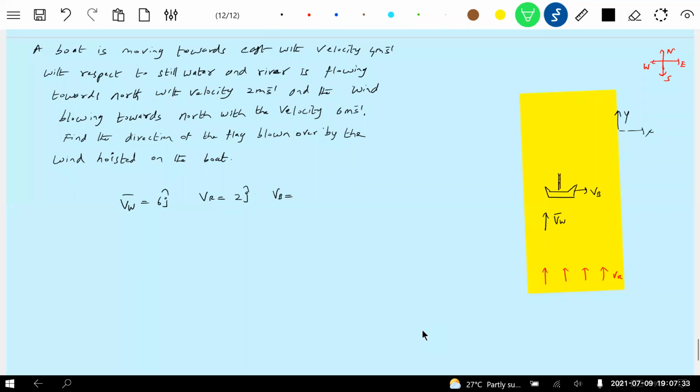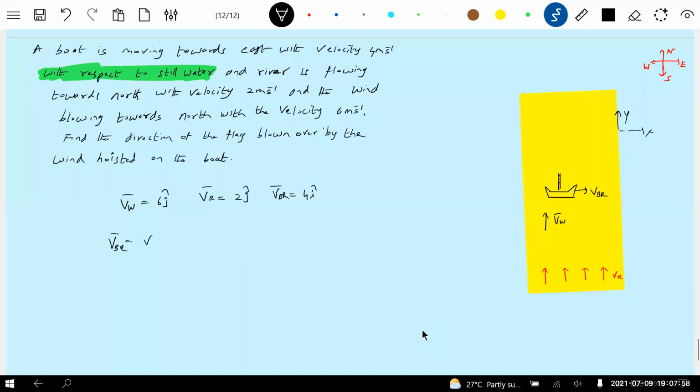With respect to still water means what? It is with respect to the river only. Yes, VBR only it is. This is 4i cap. Now everyone can write. Let's get into our relative velocity.